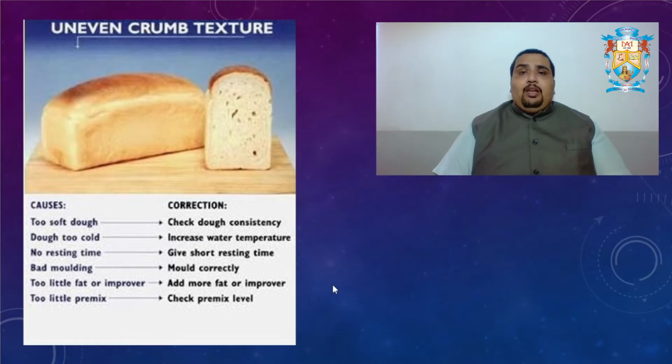No resting time. If the dough is not rested properly, the fermentation doesn't take place properly, and that dough will not stretch properly. If the stretch is not there, the baking will not take place at an even pace, thus causing an uneven crumb. Too little fat or improvers.